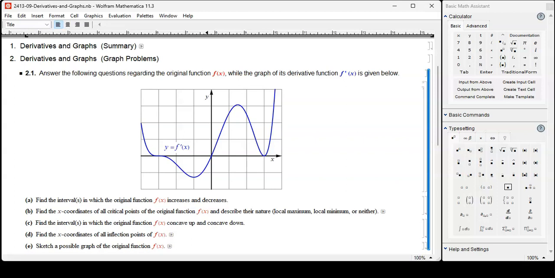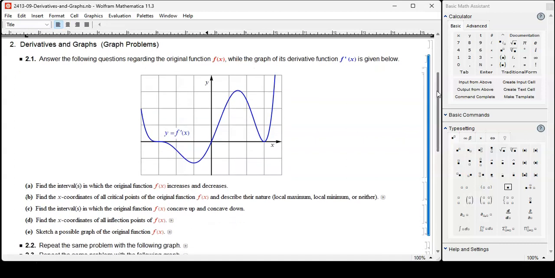Alright, here's a nice problem. Answer the following questions regarding the original function f of x, while the graph of its derivative function f prime of x is given below. And then please stop the playback and read through the problems. Part A to Part E, all these.